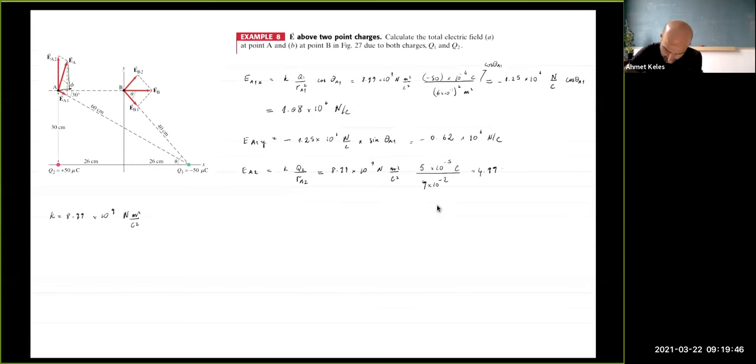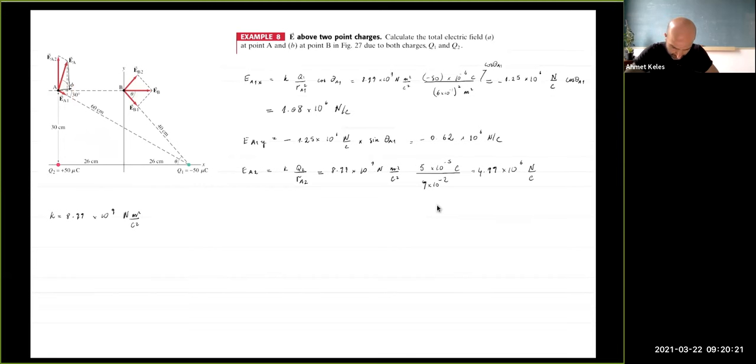4.99 times 10 to the 6 Newton per Coulomb. Right? Now for finding this, we need to find the vector sum of this one and this one, but this one we know in terms of its components. So let's subtract this from this, and let's take the square of this and what remains here to find the magnitude.